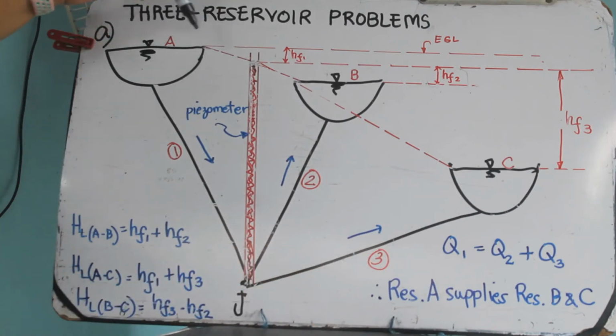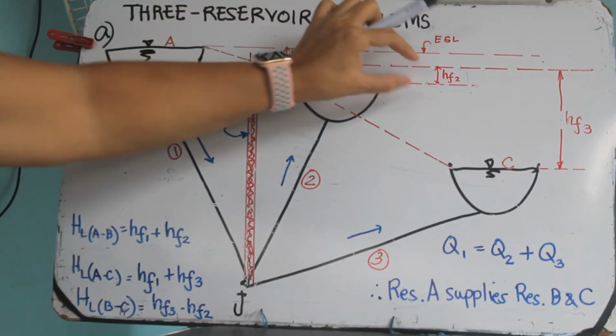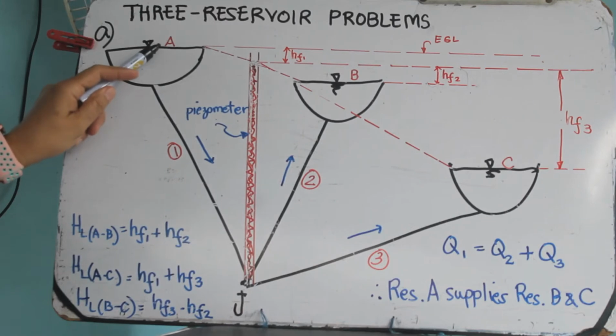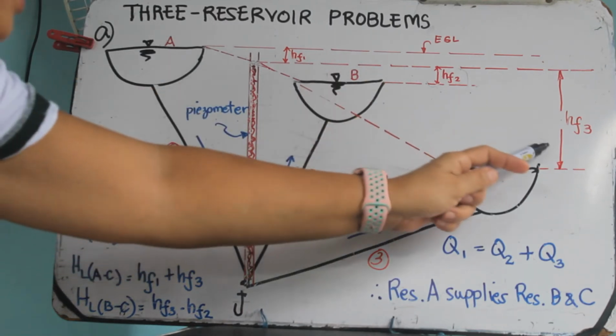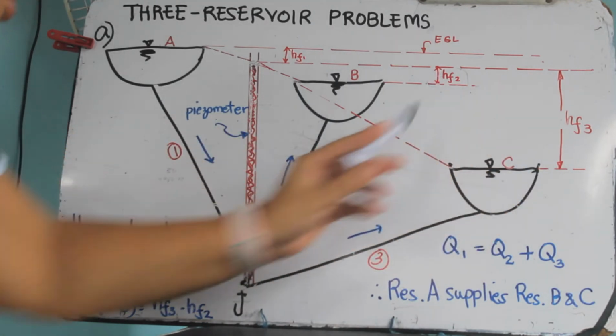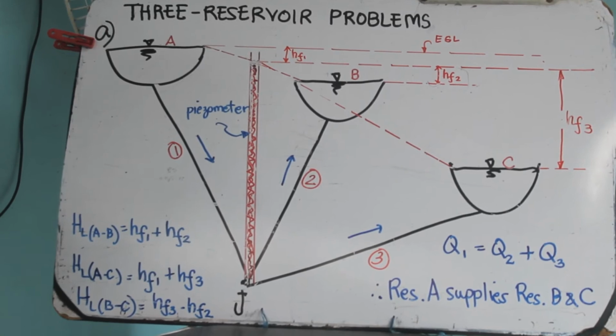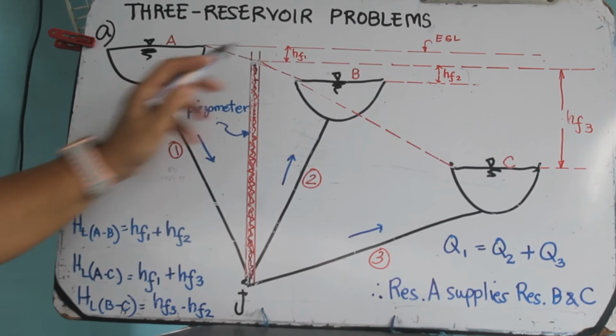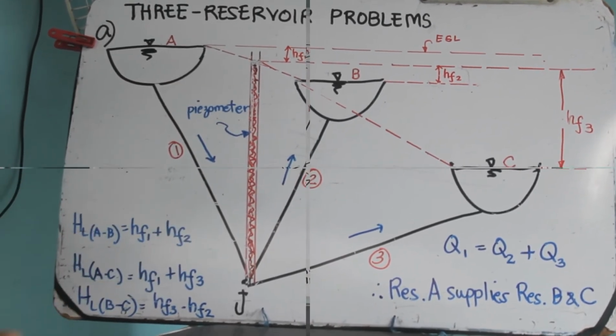Also, this graphical representation of the energies and the head losses will indicate that the head loss between reservoirs A and B is HA to B, which is HF1 plus HF2. Then, between A and C is HF1 plus HF3. Between B and C is HF3 minus HF2. So, we have how many equations? 1, 2, 3, and 4. Ito yung equation na sinasabi dun sa ating figure.